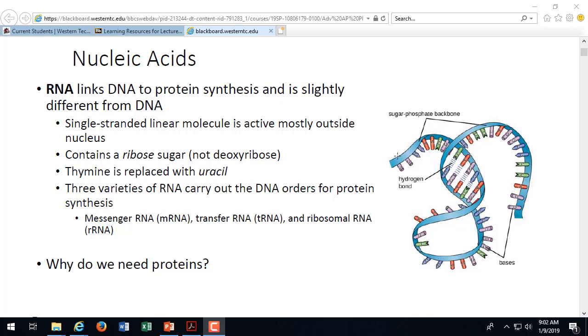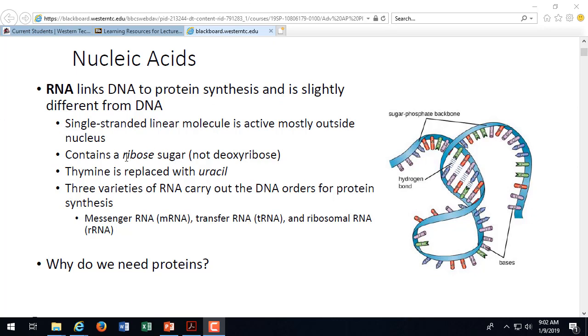How many sugar phosphate backbone strands are there in RNA? Just one strand. So it's just like one side of a DNA ladder. So only one sugar phosphate backbone. It's single-stranded. And most of the time when we look for RNA, we find it outside the nucleus, with the exception of messenger RNA, which is formed inside the nucleus from DNA, and then it travels through the nuclear pore out to the cytoplasm. But most of the RNA we see is outside the nucleus.